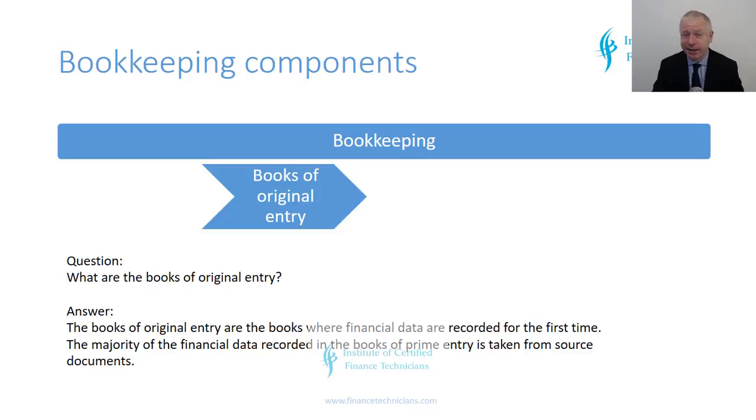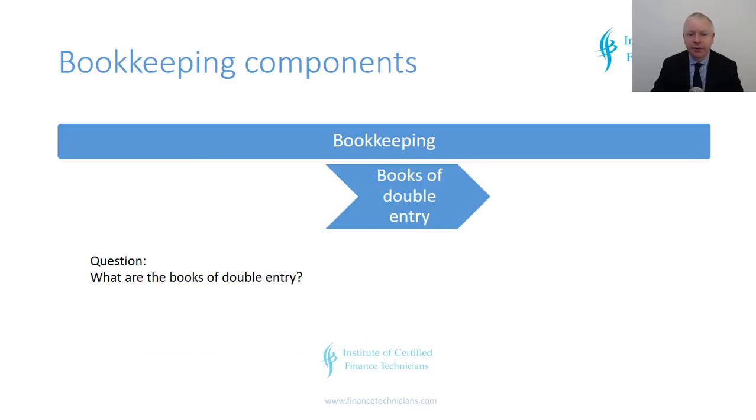And when I say create internally, it means that you don't necessarily have a source document, so you need to create the transaction based on some financial metric that you need to incorporate into your books of prime entry. So let's have a little look at the next section, books of double entry. So what are they? We've talked about the source documents, we've talked about the books of prime entry, and now we're on the books of double entry.